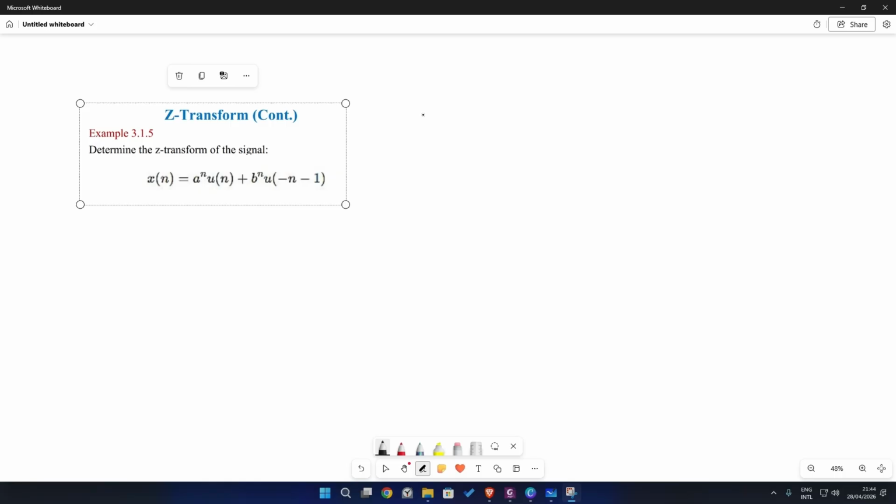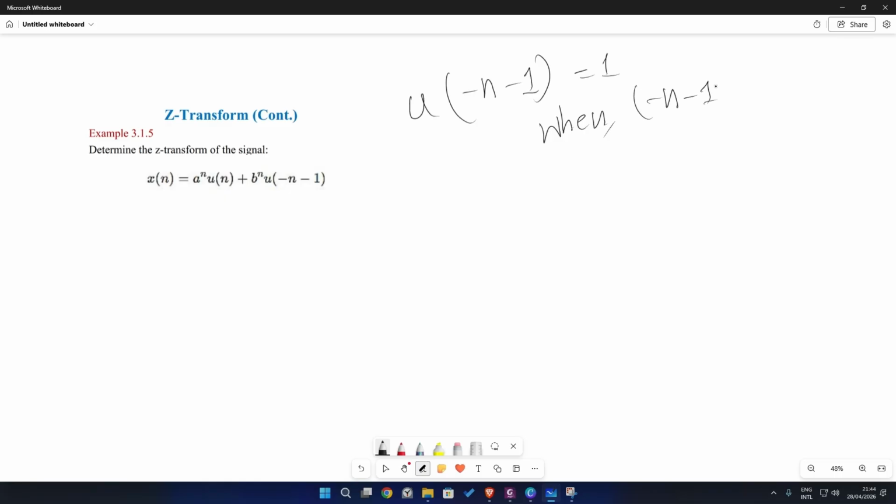First of all, we need to be clear about the term u[-n-1], which equals 1 when minus n minus 1 is greater than or equal to 0. So minus n is greater than or equal to 1, so n is less than or equal to minus 1. Sorry, this will be plus 1. Yes. So u[-n-1] equals 1 when n is less than or equal to minus 1.